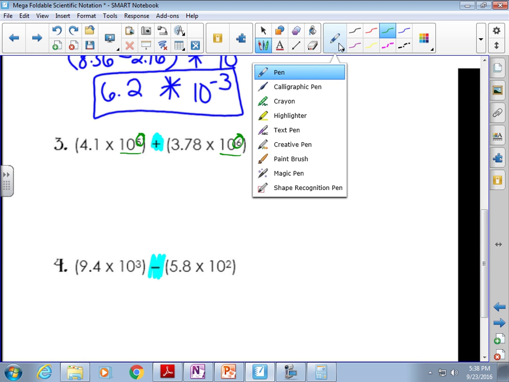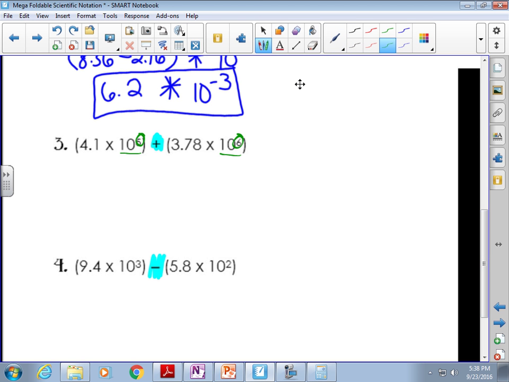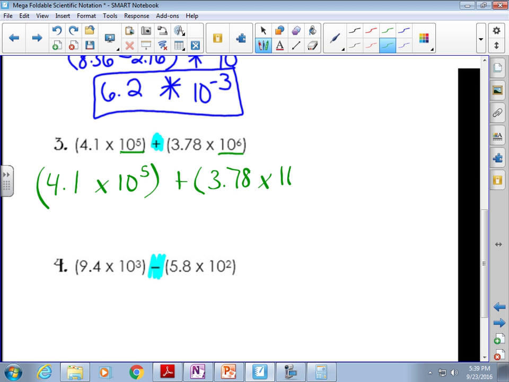So the one I'm going to change is the 10 to the 5th. So what I want to do is add 1 to this 5, because in order to get to 6, I need to add 1. So I'm going to rewrite my problem just to make it hopefully a little clearer. Okay? My goal is to add 1 here.